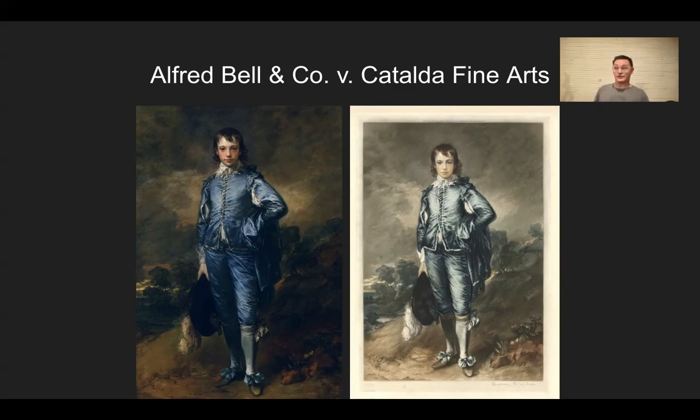And the competitor sues. They say, hey, you copied our mezzotint. You're not allowed to do that. That's copyright infringement. And the defense is, look, the painting in question, Gainsborough's The Blue Boy, is in the public domain.